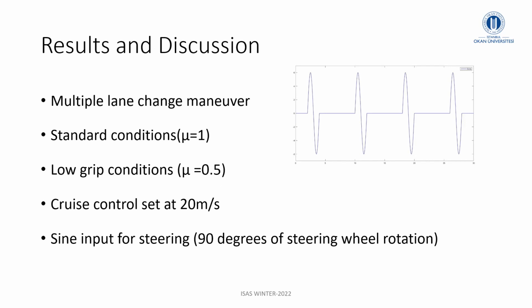The input for this simulation was a sine steering input, and this simulation is run in two conditions: a standard condition where the coefficient of friction is 1, and low grip conditions where the coefficient of friction is 0.5. For fair comparison, all the controllers were run at 20 meters per second. This was achieved by using a cruise control, a simple P controller as a cruise controller.